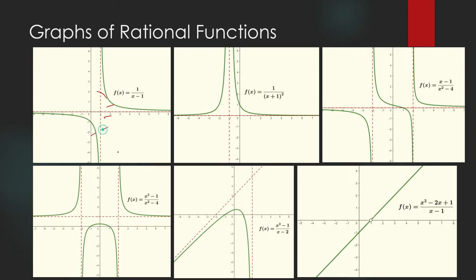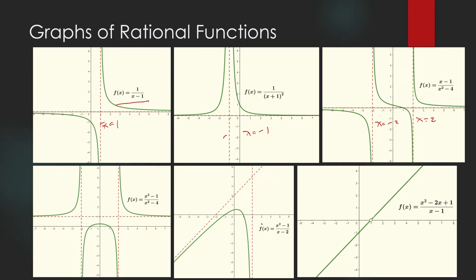They have a break. So what's striking about them is the presence of vertical asymptotes. This one is the vertical asymptote of this function, the line x is equal to 1. This one is a function whose vertical asymptote is the line x is equal to -1. This one has two vertical asymptotes. This one is x is equal to 2, and this one is x is equal to -2.